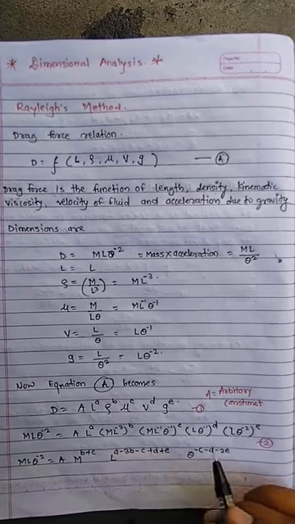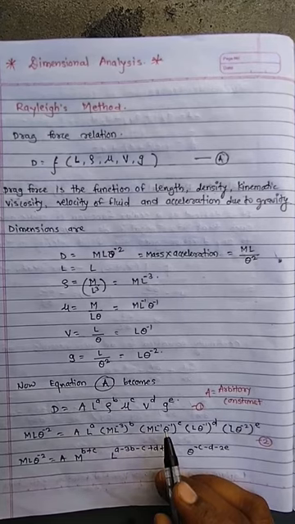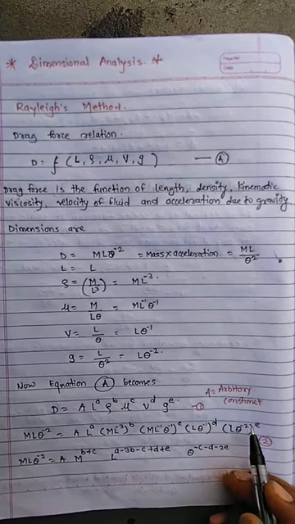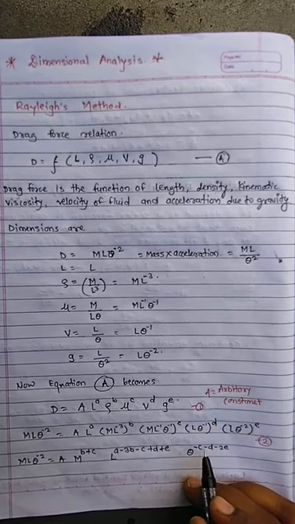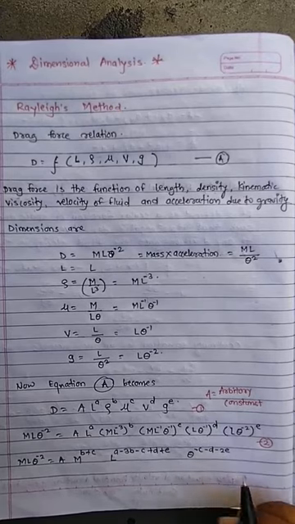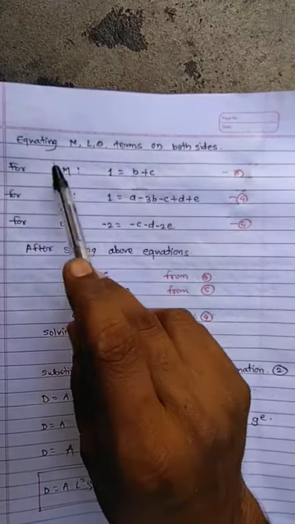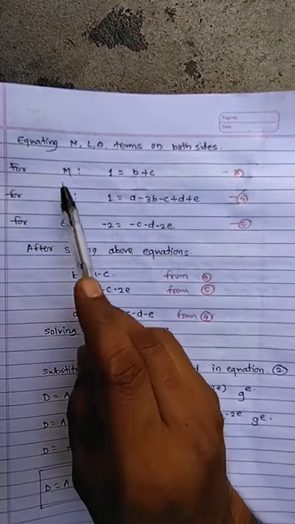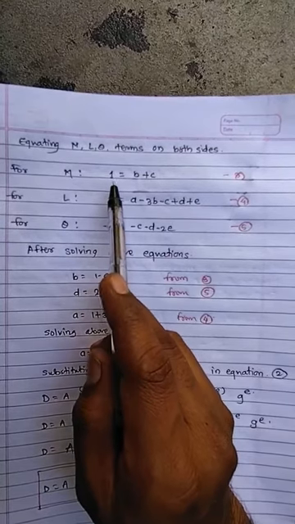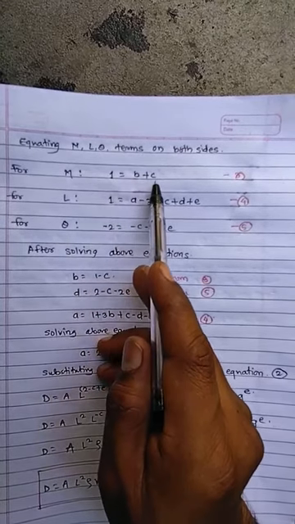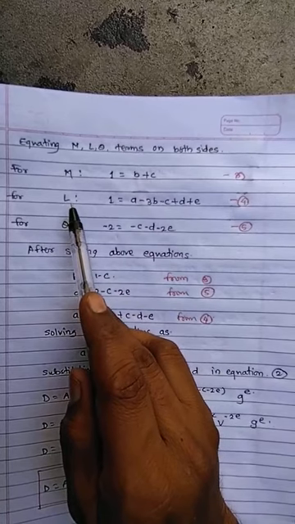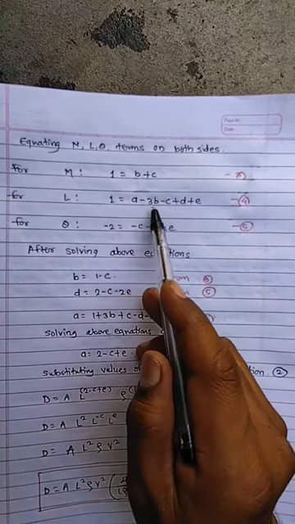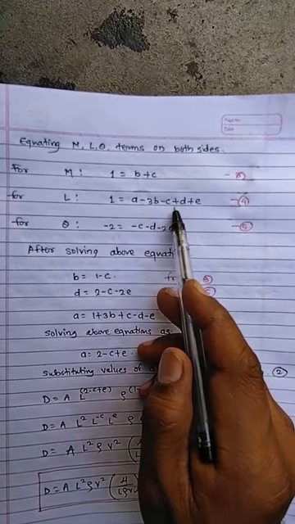Likewise, the theta term is theta raised to minus c, theta raised to minus d, and theta raised to minus 2e. So based on that, theta raised to minus c minus d minus 2e. Okay, now equating all the m, L and theta terms on both sides. For m we have, from the equation, 1 is equal to b plus c. Then for L, from the right hand side we have L raised to 1, so 1 is equal to a minus 3b minus c plus d plus e.